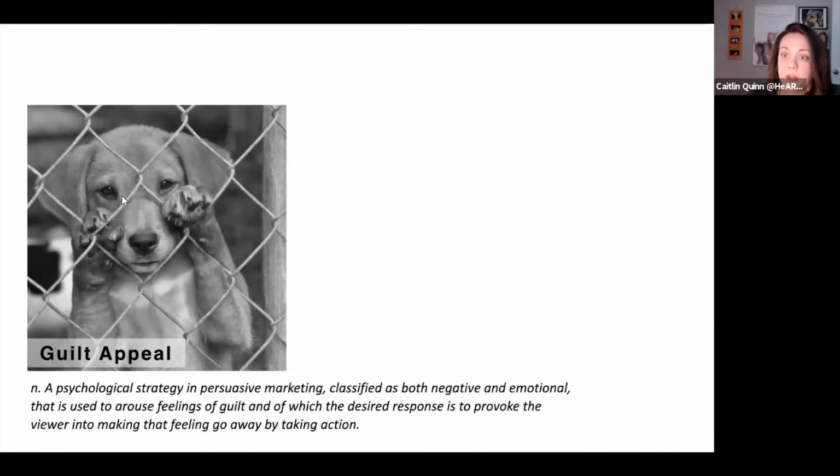And I think most of us can reflect on this and say, yes, this has been a go-to of animal welfare marketing. But it's also considered, in this definition, ubiquitous for charity marketing, meaning it is one and the same. So when people think of charity marketing, they think of guilt appeals.